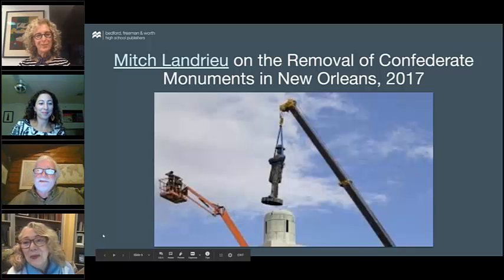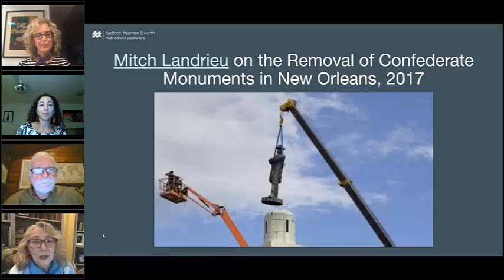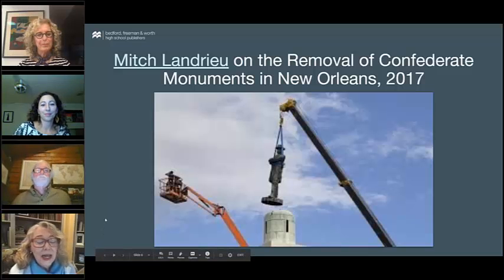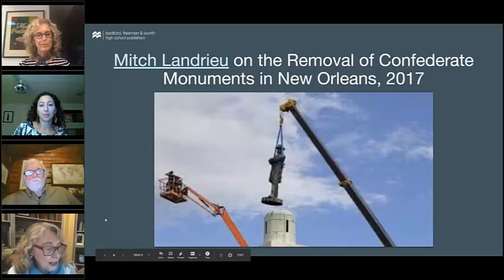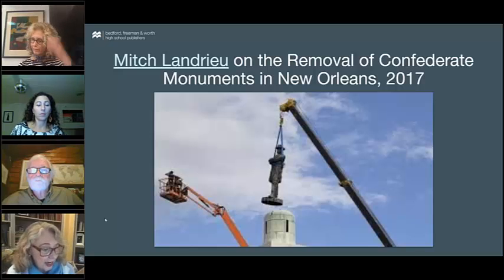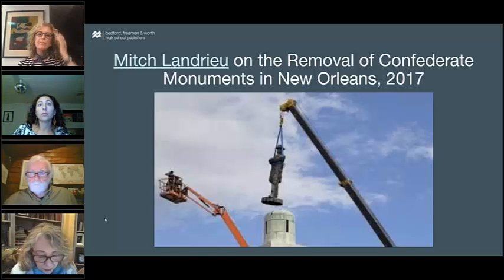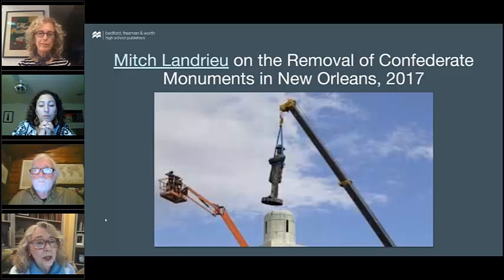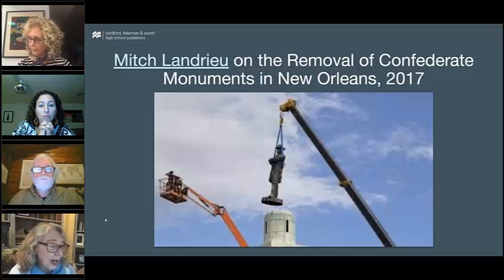I will use that to segue into our next session here. As I said, we're going to do three separate ones. We're going to talk about monuments and memorials in two different ways. One will be a written text, and the other will be looking at some photographs of real monuments and memorials that have been in the news. So I'll start out, Robin will pick up, and then we'll move on into Megan's presentation.